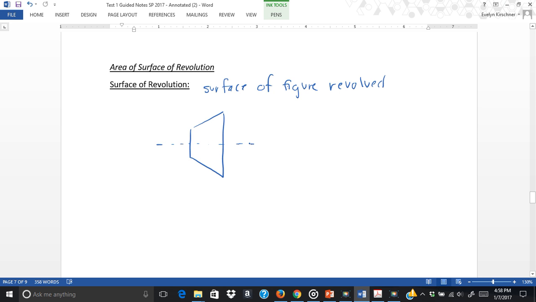So if I have a look at that, here's my height, right? I have L, the slant height. I have two radii, the top radius and the bottom radius, and it turns out the surface area of this is 2 pi r L, and r is the average of the two radii.